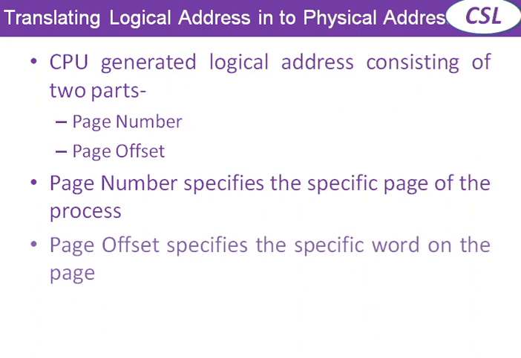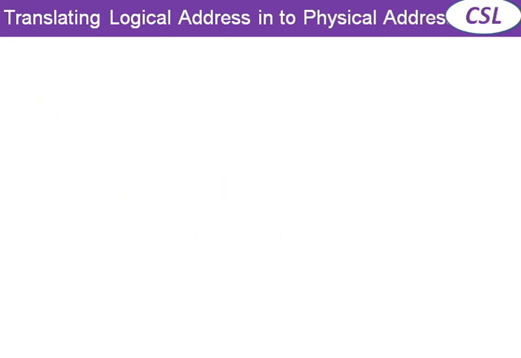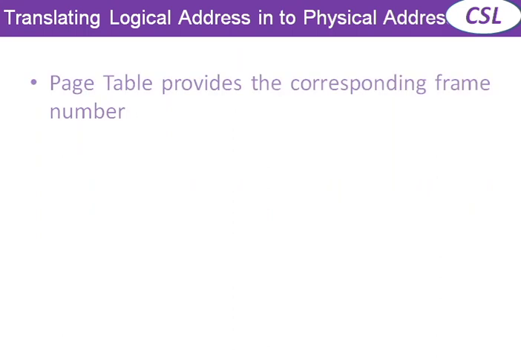And page offset specifies the specific word on the page. So page offset means the address where the exact content is available. So the CPU generated address consists of 2 parts, page number and page offset. One is the number that points to the particular page, and another one is the offset where that exact page is available. And then the page table provides the corresponding frame number.